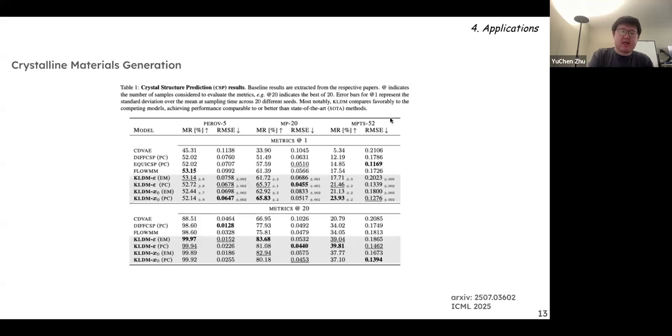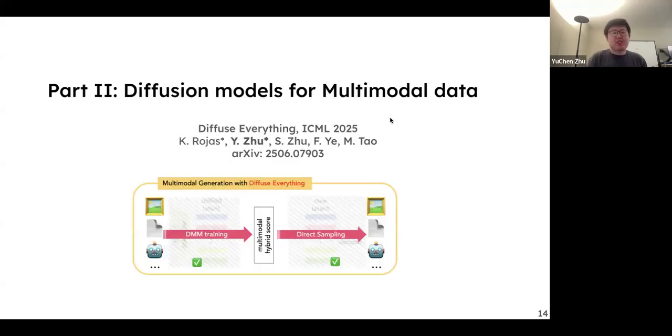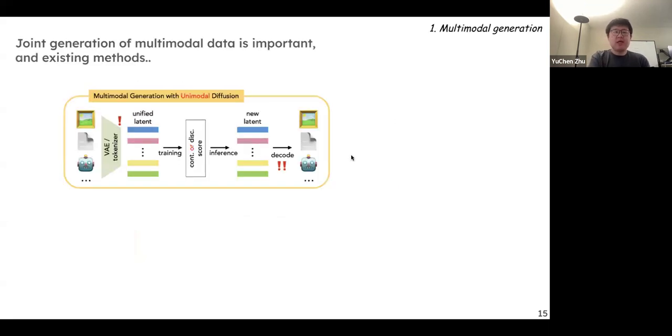Right. So that finishes the discussion on the Lie group, and now we'll be moving on to a more general setup where we're trying to build a diffusion model for multimodal data consisting of more than one modality. This method, called Diffuse Everything, is joint work with Kevin Rojas, Yuchen Zhu, Felix Ye, and again my supervisor Molei Tao, and it's published at ICML 2025.